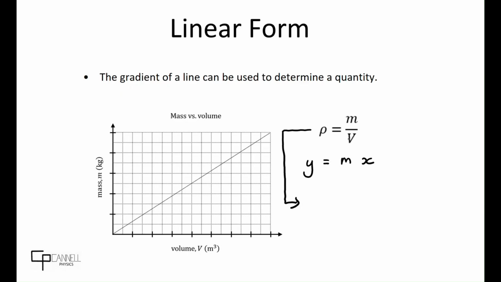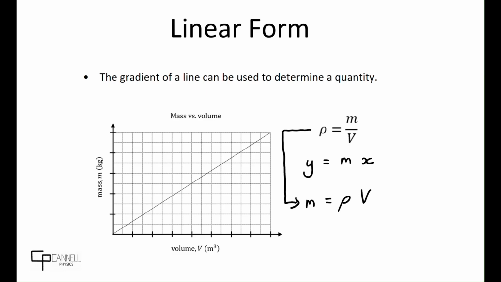For this example, it only involves one step. All I have to do is multiply v across and I will have my linear form. Now it's unfortunate that lowercase m is used for the gradient in linear form, but also used for mass in physics. So just be careful not to confuse the two.